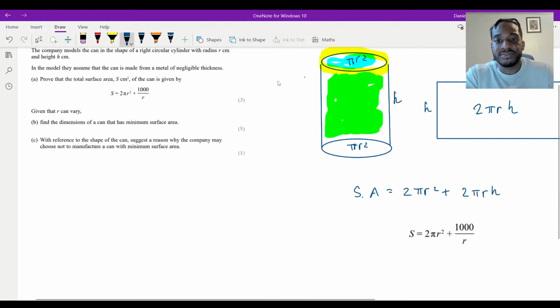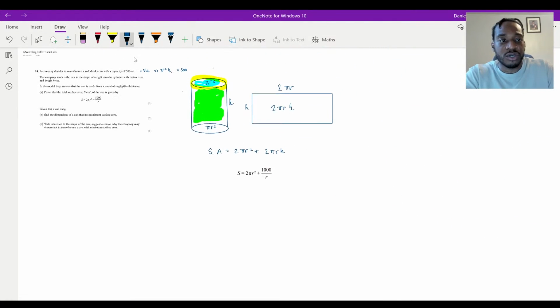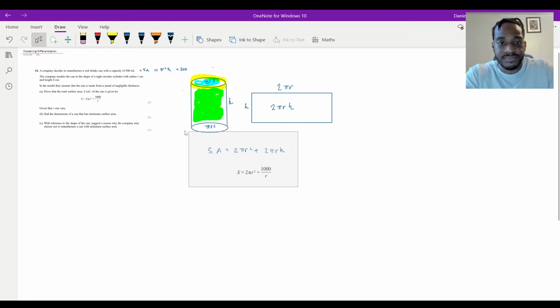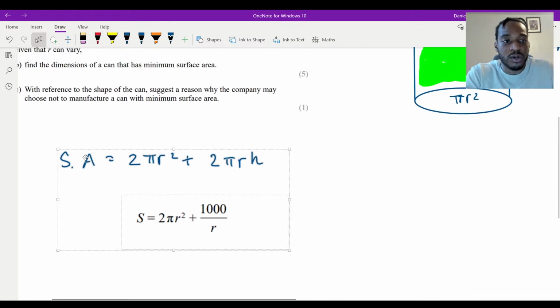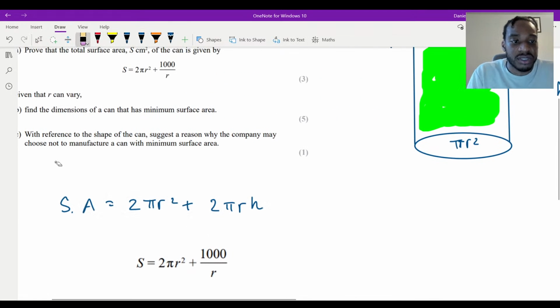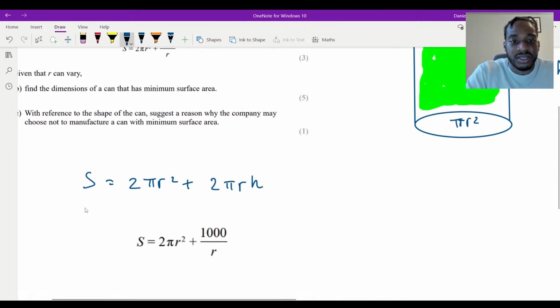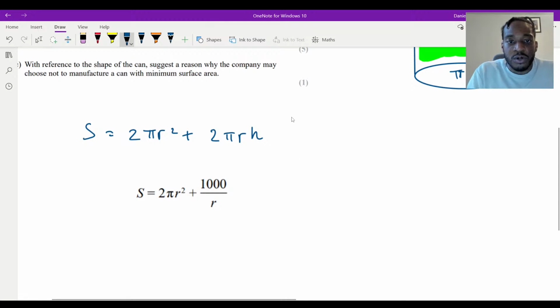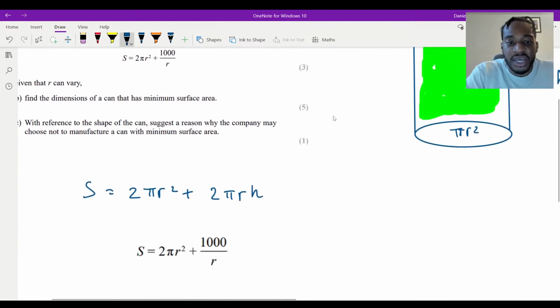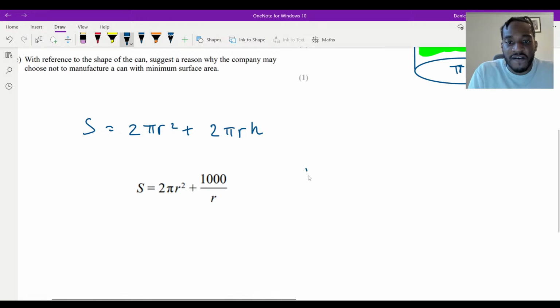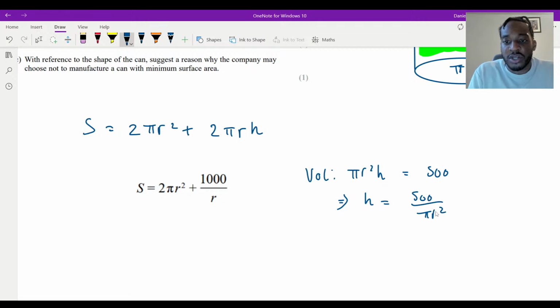So I'm going to do this here. And by the way, because they've used S, I'm going to move this here, and I'm going to call it S instead of SA because they're calling it S. So I've got this here, and then this is going to be S, and we now know just from that formula there, pi r squared h is equal to 500. So that's the volume. I'm going to write volume here, pi r squared h, and we know that this is equal to 500. So that means I can just rearrange to get h, which is h equals 500 over pi r squared.